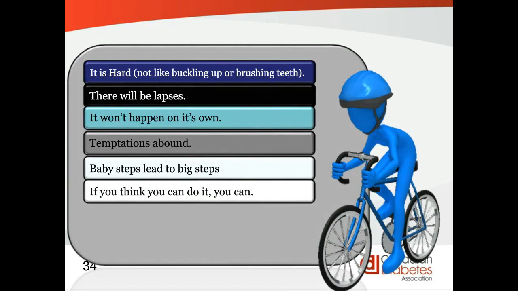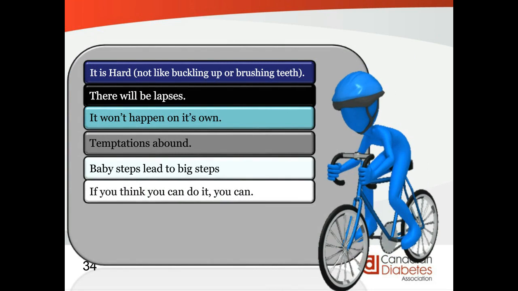So to summarize that up, exercise is a complex behavior. It's hard, and we know that. It's not like trying to change a behavior like I need to do up my seatbelt or I need to brush my teeth twice a day. Those are very simple behaviors to do, and they can become automatic. Exercise is not like that. You can help make it part of your day or like a habit, but it's certainly much more complex than brushing your teeth or buckling your seatbelt.